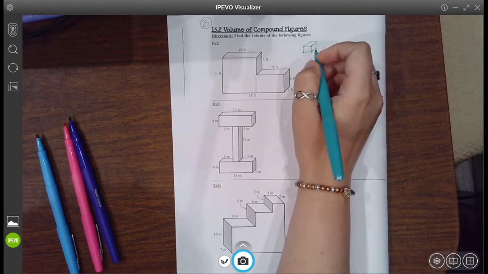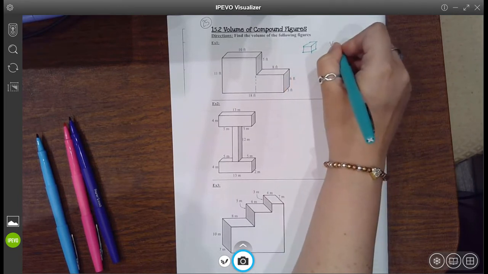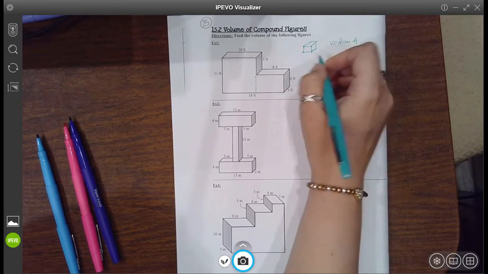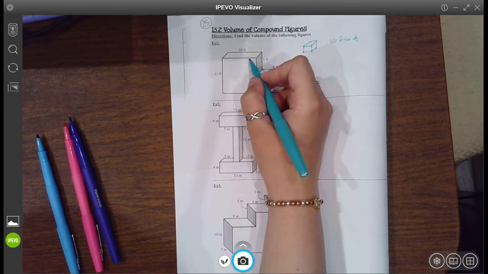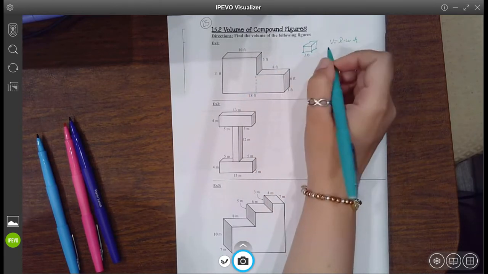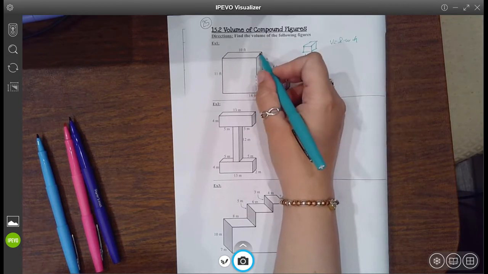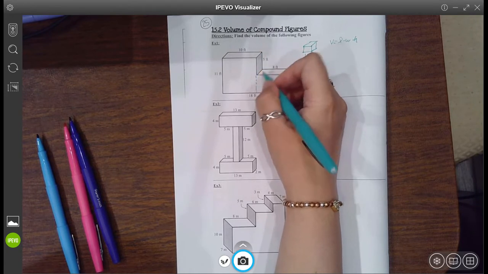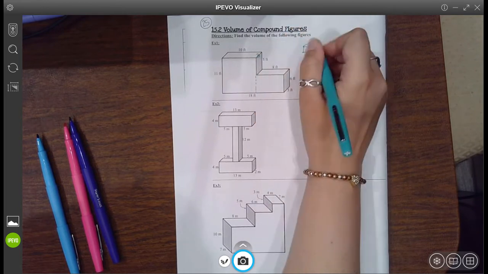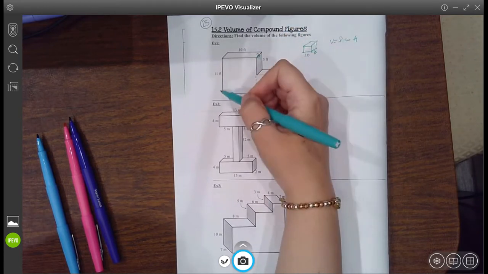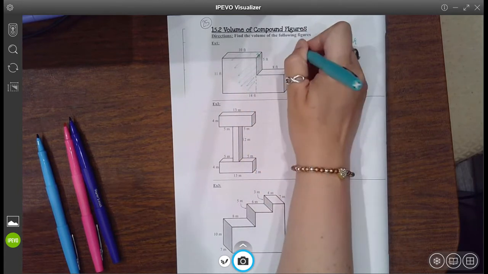I need to know the length, width, and height because I'm trying to find the volume, right? So the length here, from here to here, is whatever this is, so it's 10. And then how deep does it go back? What's this measurement? Well, this is the same as this, which is the same as this, which is the same as this. So it goes back 3 deep. Now, how high is it? This whole box right here is 11 high.